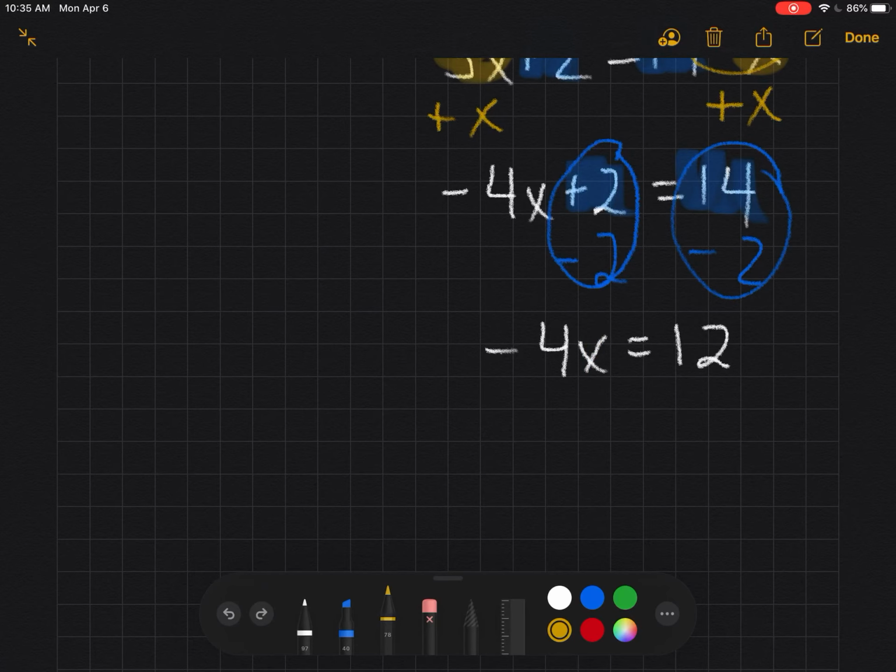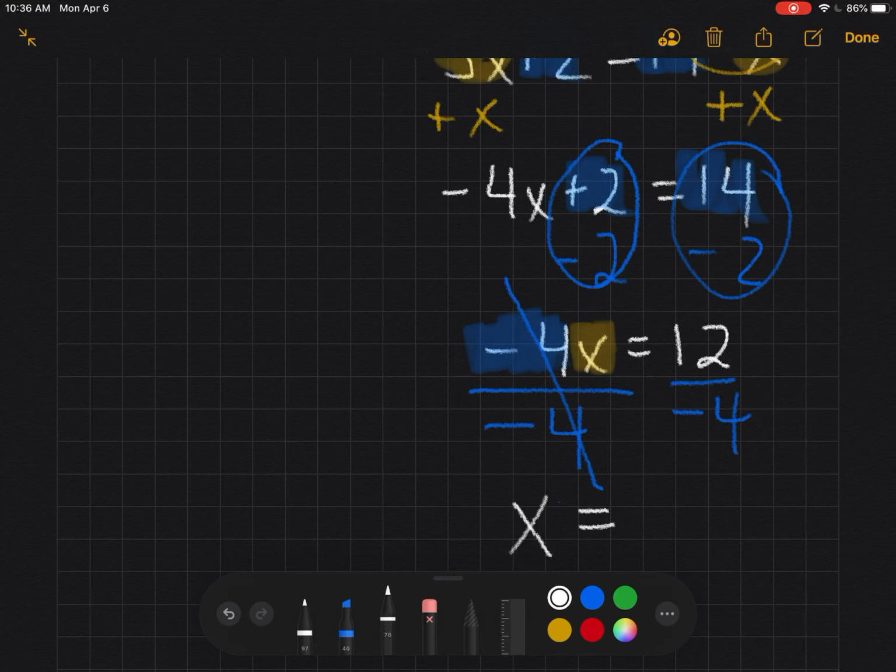And now here I still have only one variable. And what's happening to that variable is I have a constant multiplier of -4. So to undo multiplication, I want to divide by -4. Because -4 divided by -4 will just leave me with 1x. And so if I'm doing it to the left side of the equation, that means I have to do it to the right as well. So -4 divided by -4 is equal to 1. So I'm left with 1x.